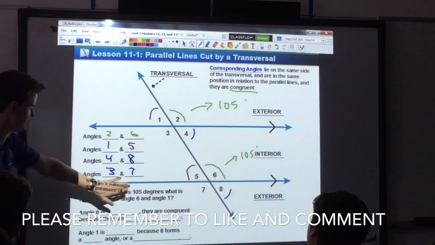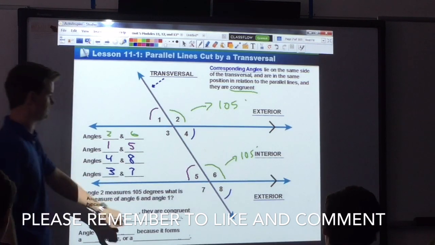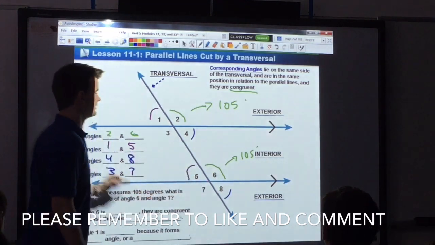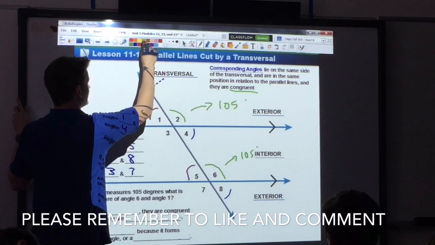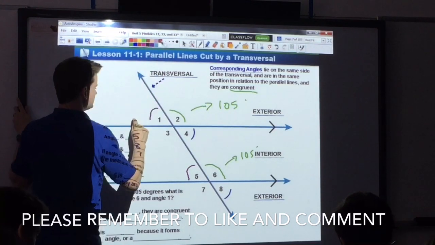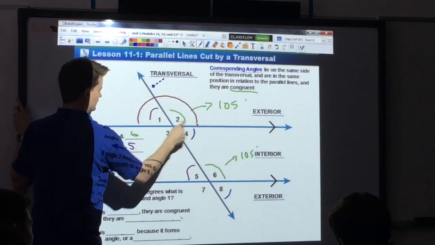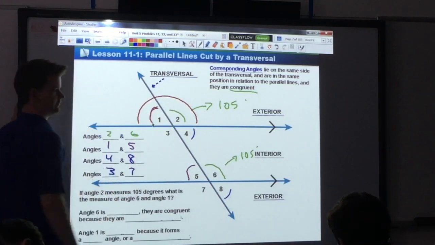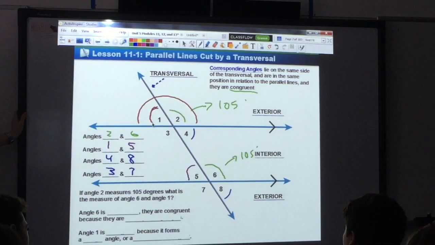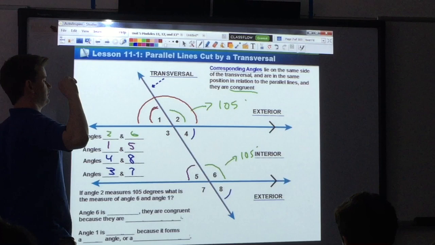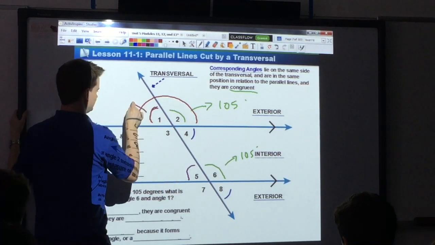If angle 2 measures 105 degrees, we know the measure of angle 6. But the further question, the deeper question is, what is the measure of angle 1? Anybody have an idea what the measure of angle 1 is? I saw his hand go up first. So what do you got? 75 degrees. 75 degrees is absolutely correct.